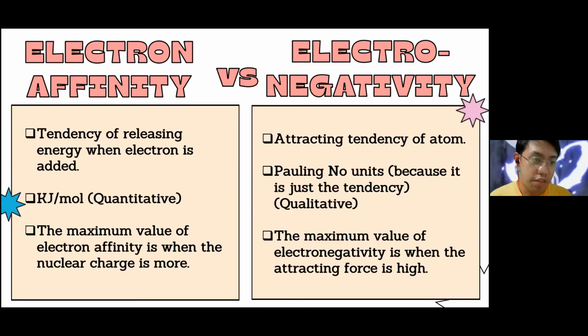So electron affinity is quantitative. It has a unit of kilojoule per mole. While electronegativity has no units because it is just the tendency of an atom to attract, so it's basically qualitative. Next difference: the maximum value of electron affinity is when the nuclear charge is more, while the maximum value of electronegativity is when the attracting force is high.